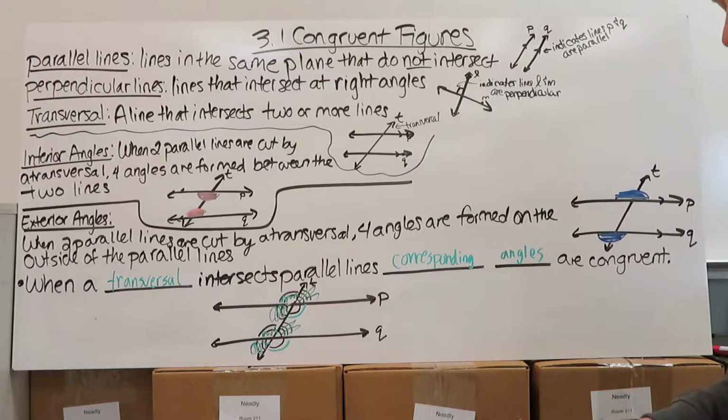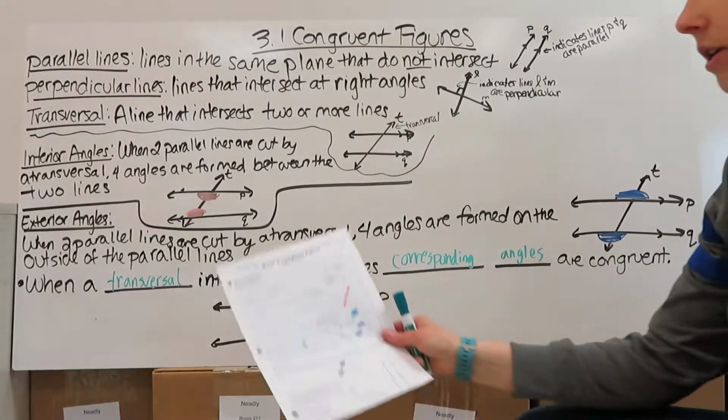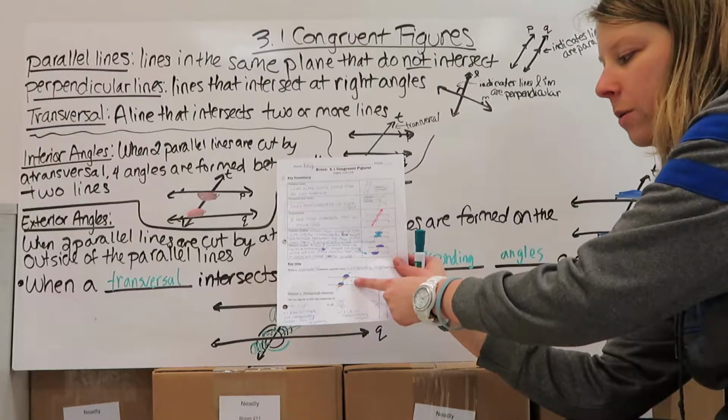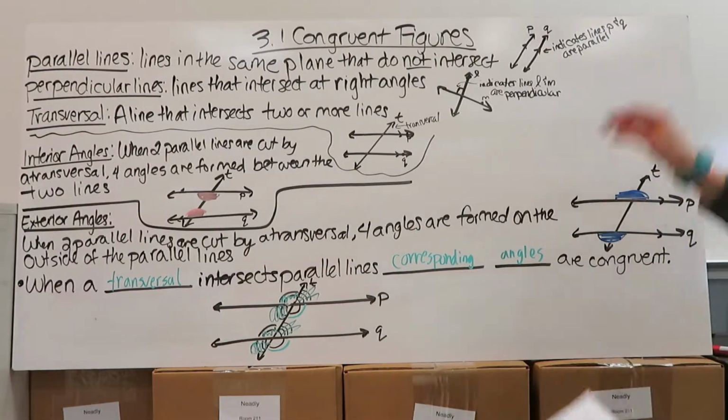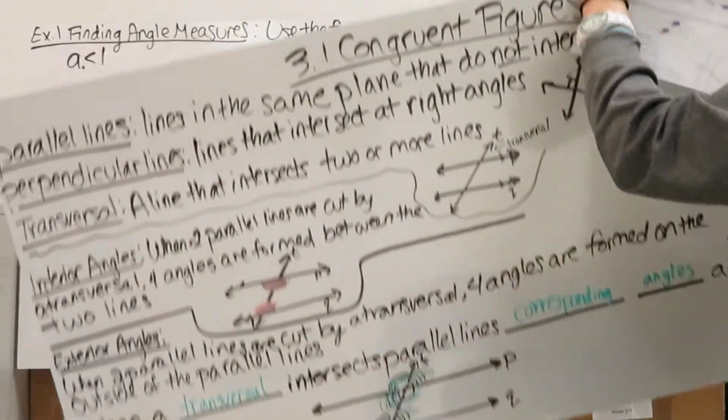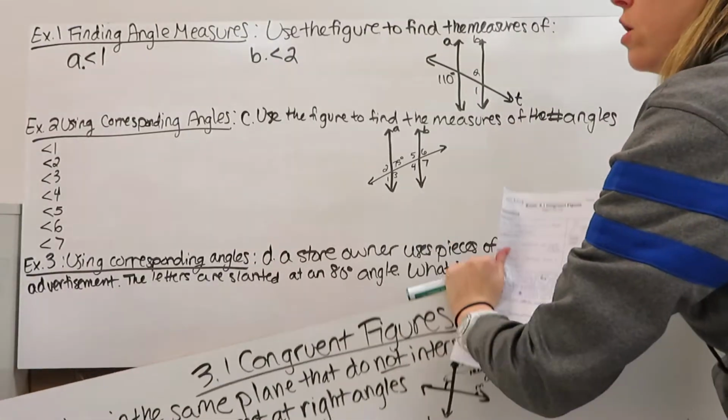Now, I made it hopefully not too confusing. What I did actually, if you take a look at mine, I use multiple highlighter colors. I recommend doing that. All right, so the next part, we're gonna go on to example 1, finding angle measures.